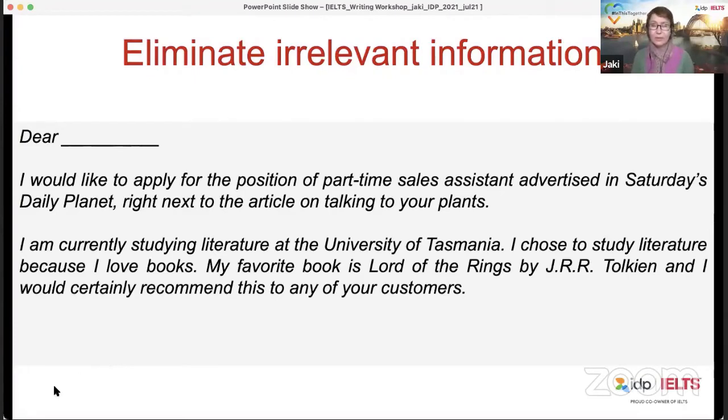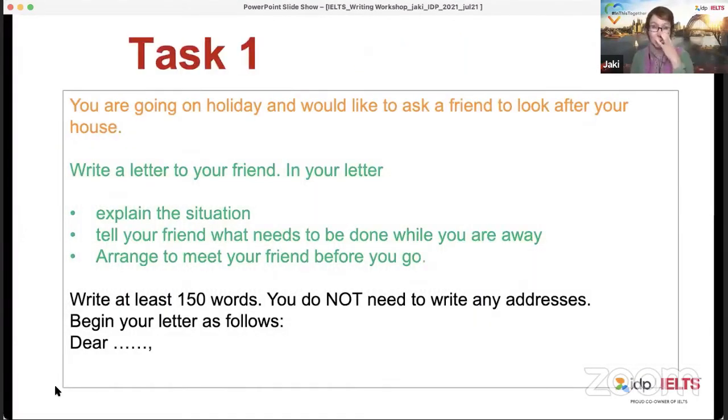So be careful about just throwing in information to get to the word limit. Okay, so sometimes, as we said, it's more semi-formal, and sometimes it's like this. Let's apply our 3 things. You're going on a holiday and you would like to ask a friend to look after your house. Write a letter to your friend, explain the situation, tell your friend what needs to be done, arrange to meet your friend before you go.